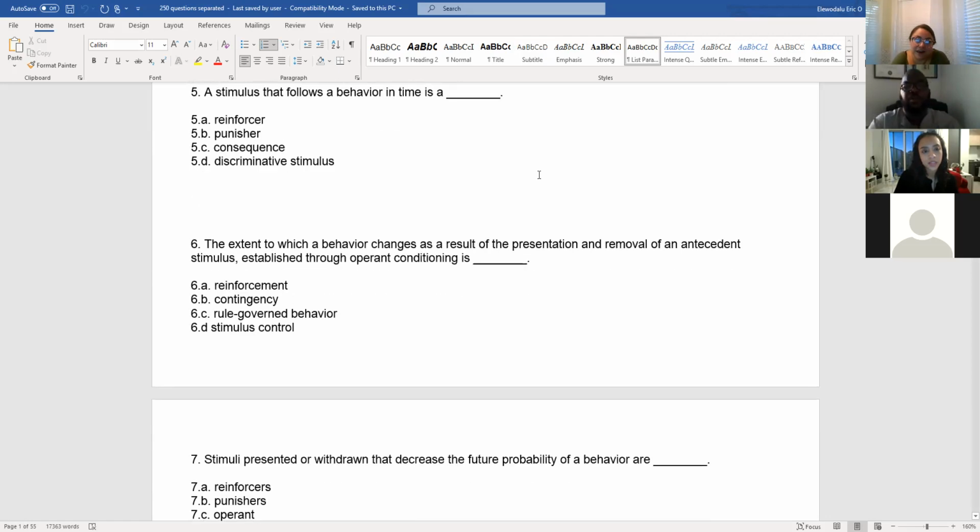A stimulus that follows a behavior in time is a consequence. That's true. I mean, C.